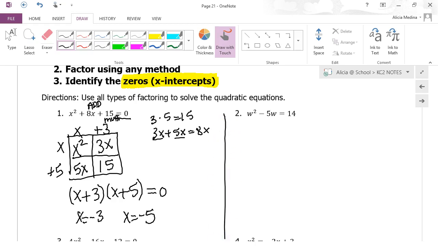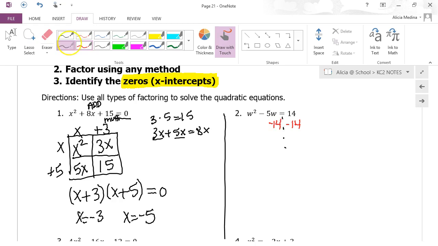Number 2. Well, my first step was set the quadratic equation equal to 0. This is not equal to 0. So I'm going to go ahead and do my dotted lines because I want that 14 to be over to the other side with everything else. So what I'm going to do is subtract 14 on both sides.